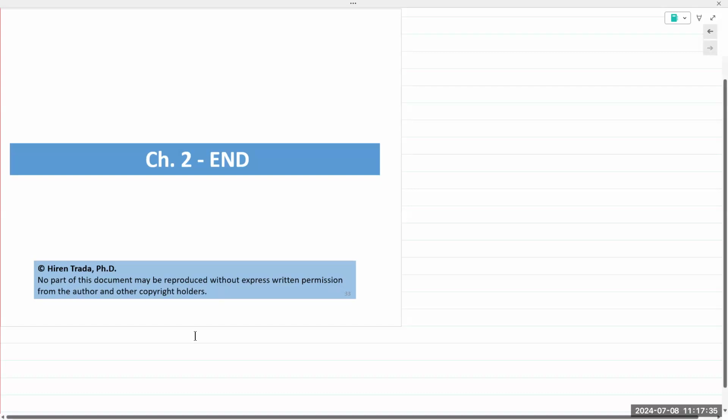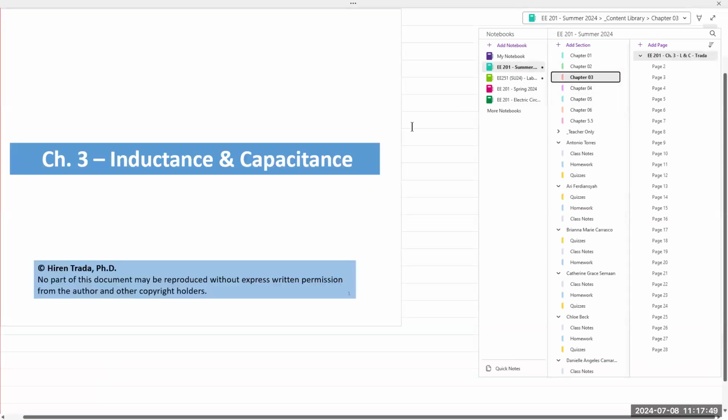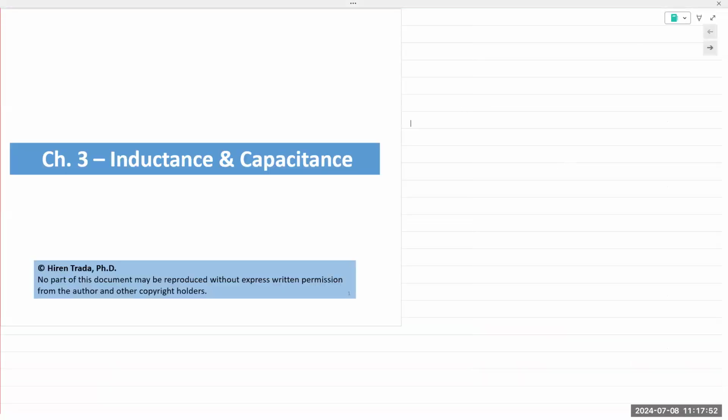Now, chapter 3 is completely about DC, and it introduces the topic of capacitors and inductors, which you have studied in physics a little bit, but I will go in depth and cover all the equations. The big difference between a capacitor and inductor versus resistors is that resistors are not energy storage devices, whereas capacitors and inductors are energy storage devices. So inductors and capacitors are energy storage devices.